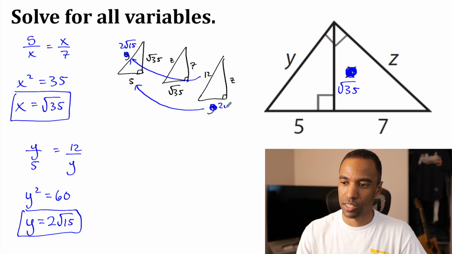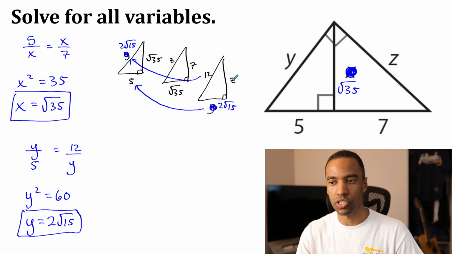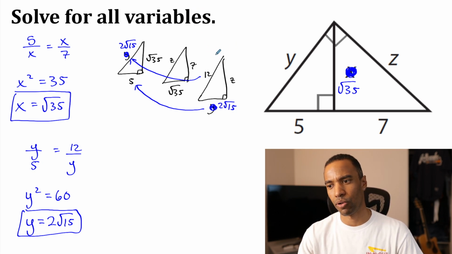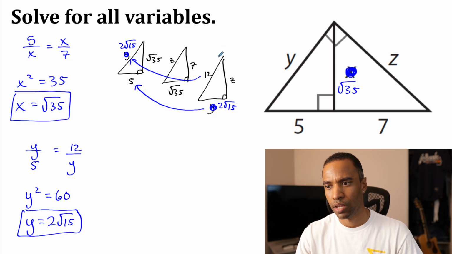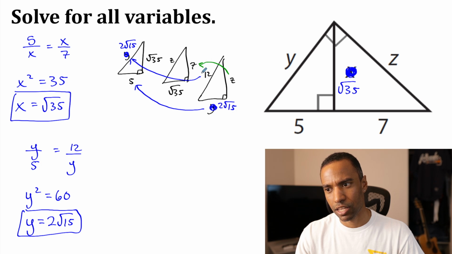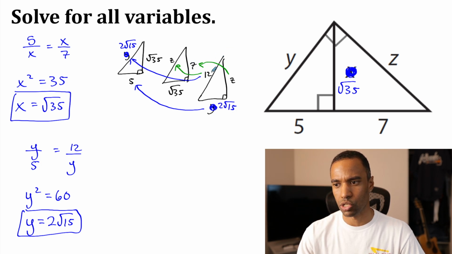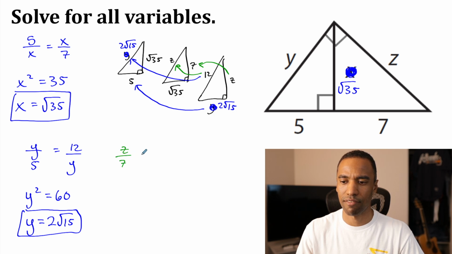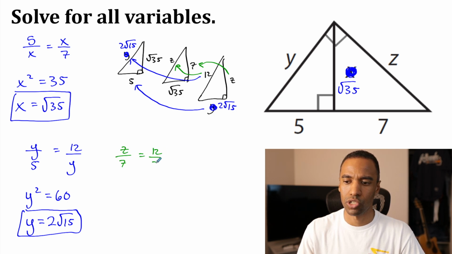And I will put these in just in case, that might help us with z a little bit now that we have a little more information there. I don't want to make z too hard, so I'm not going to try and pull out too many radicals if I can help it. Let's go z is to 7 as 12 is to z. I'm going to try and just use only z's right there and no radicals. So z is to 7 as 12 is to z.